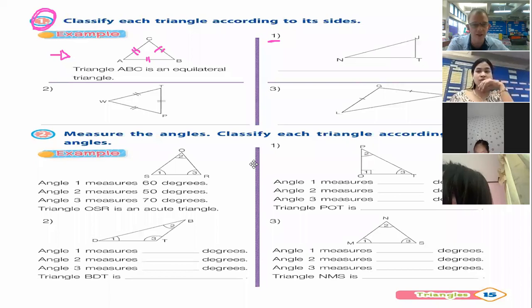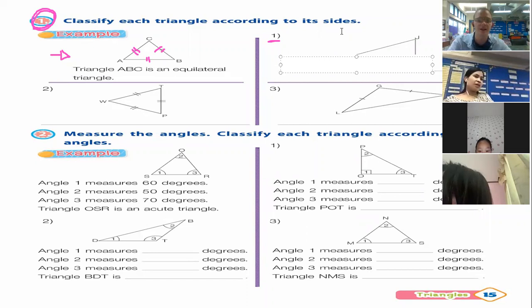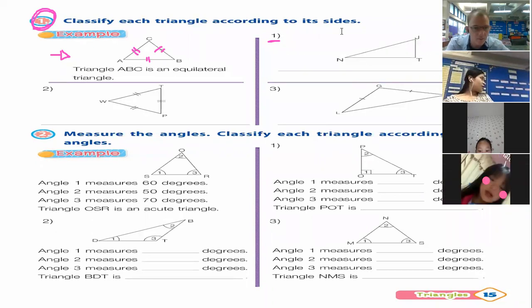What type of triangle is number one? What's the name of that triangle? Who can tell me? Number 1 over here on the right hand side. Right triangle. Again, please. Right triangle.